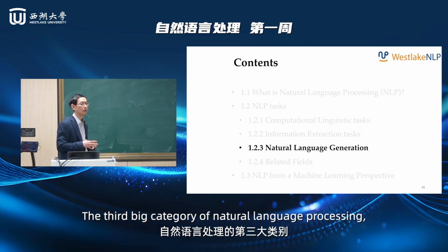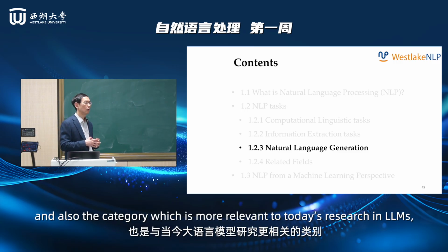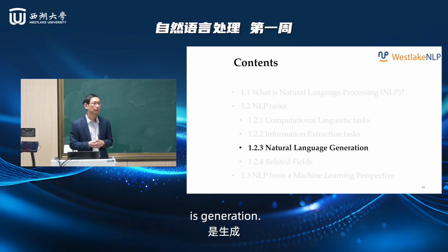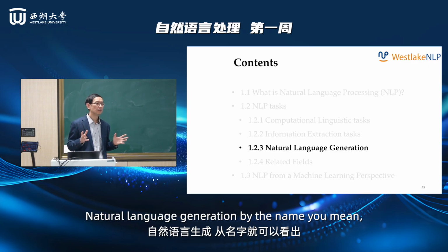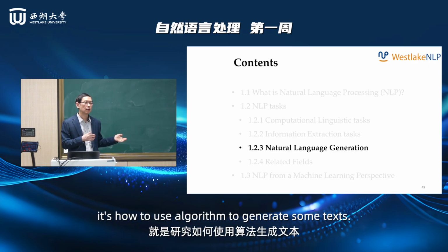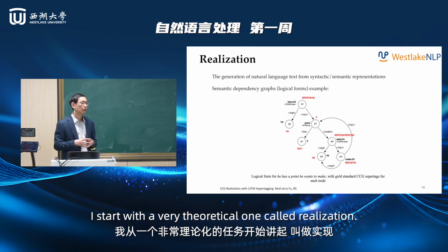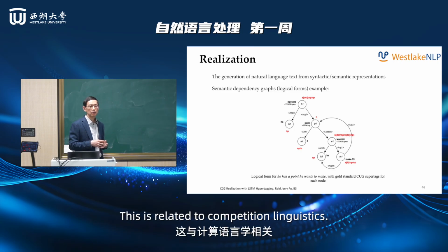So the third big category of natural language processing, and also the category which is more relevant to today's research in LLMs, is generation. Natural language generation, by the name, means how to use algorithms to generate some text. So I start with a very theoretical one called realization. This is related to computational linguistics.